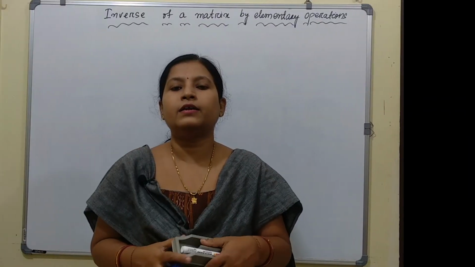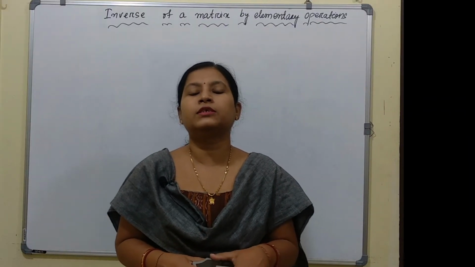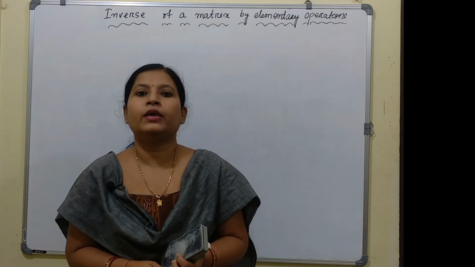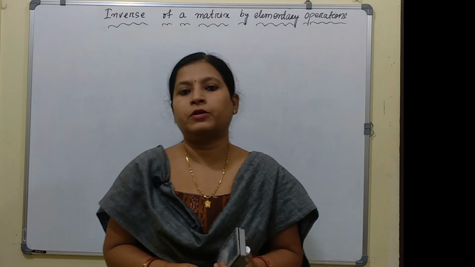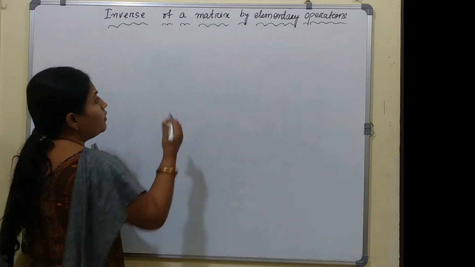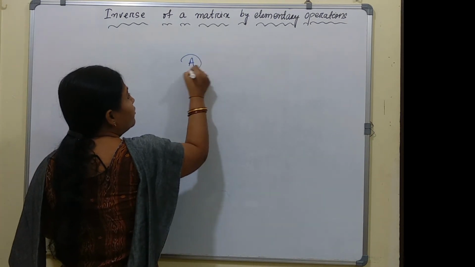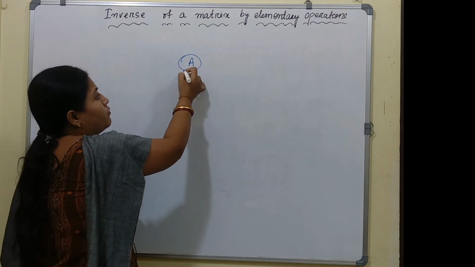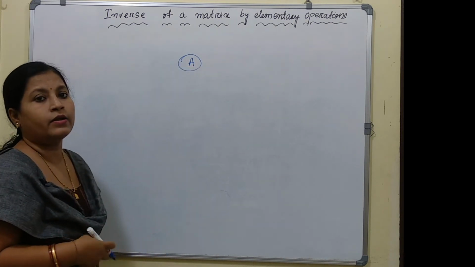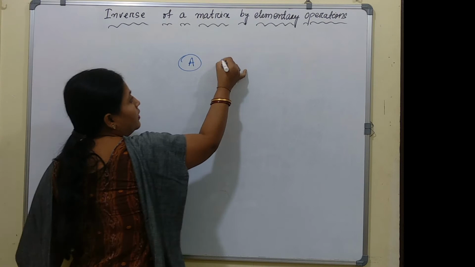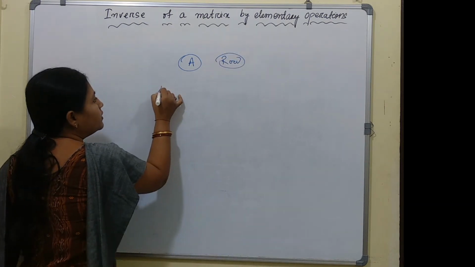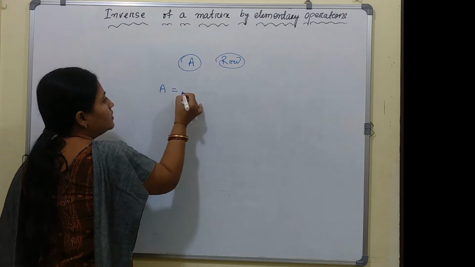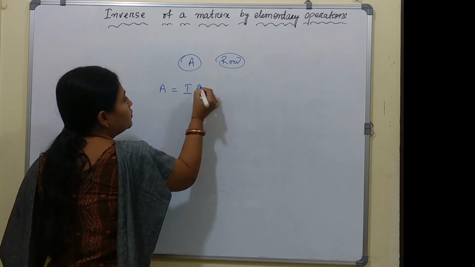Let us start the inverse of a matrix by using elementary operations. We can use row operations and column operations. If we find the inverse of the matrix A using the elementary row operations, first of all we will write A equal to I times A.